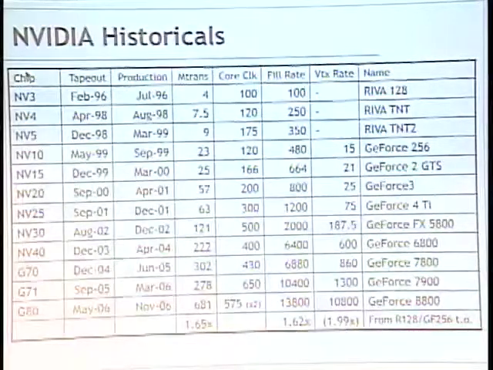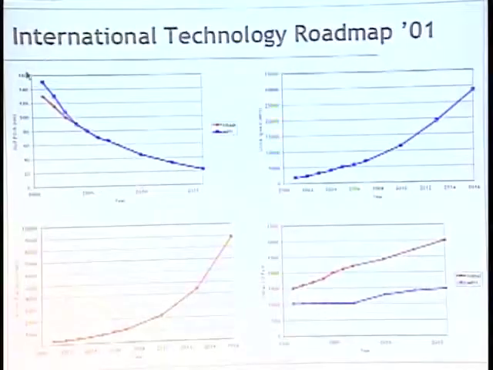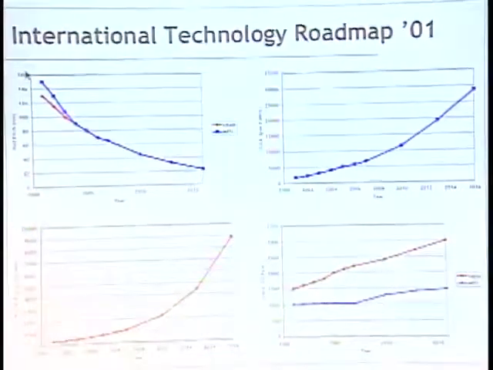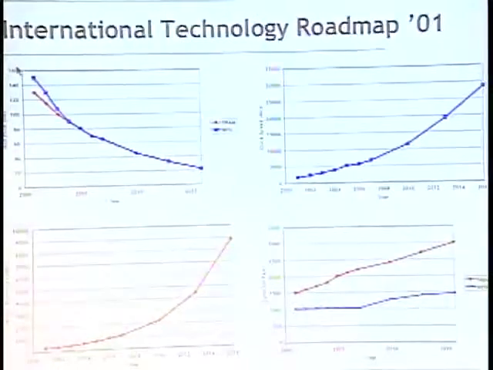Okay, so I want to talk a little bit about this international technology roadmap that's going on. These are old slides. They release this roadmap every few years. It doesn't change an enormous amount, but basically the international technology roadmap is this giant collective hallucination on the part of the semiconductor industry.